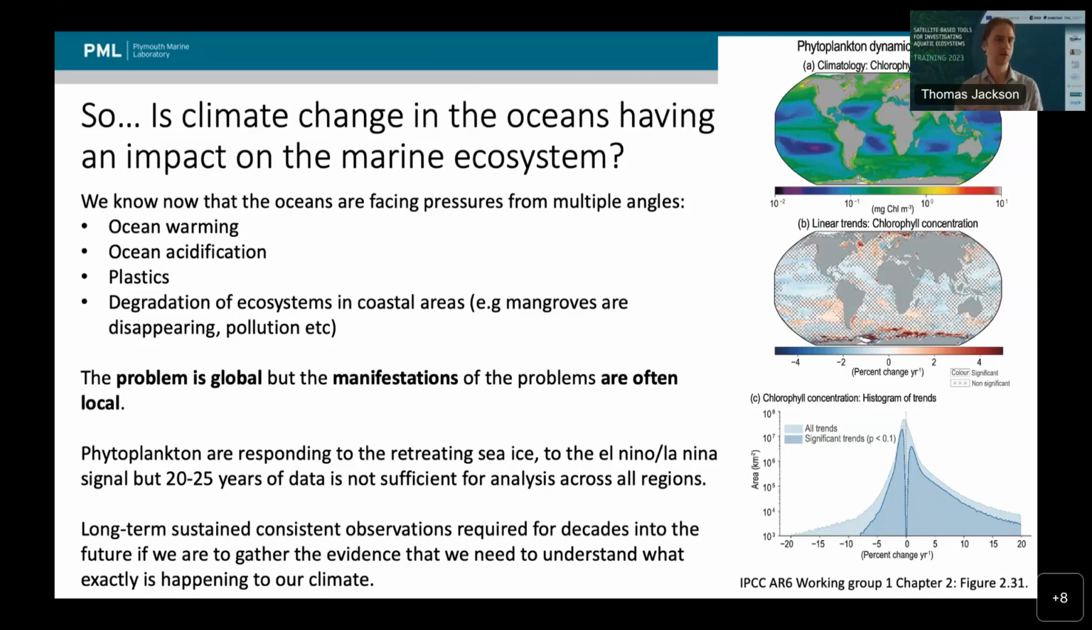But we have to look at the local scale to try and see the expressions of this broader change. So this is a panel just from the IPCC AR6 working group in chapter 2. And this middle panel, sorry if it's a bit small, is showing the trends at the global scale for different areas. So you can see the Arctic is seeing an increase in chlorophyll, the gyres potentially are seeing a decrease. And it really depends where you are as to what sort of features you would expect to see changing over the next 10 years and have changed over the last 20 years.